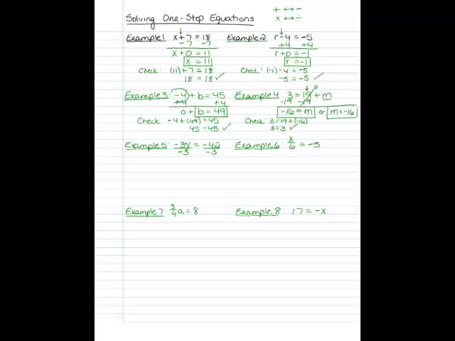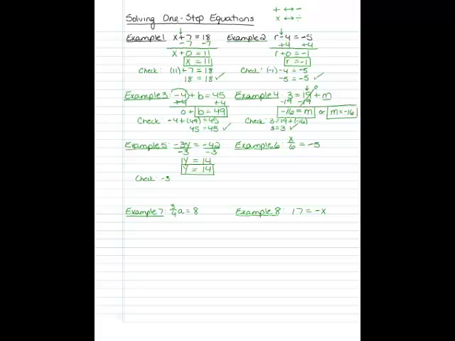On the left, negative 3 divided by negative 3 gives us 1y equals negative 42 divided by negative 3 gives us 14. On the left, 1 times y, 1 times any number is that number, so y equals 14. That is our answer. Checking.